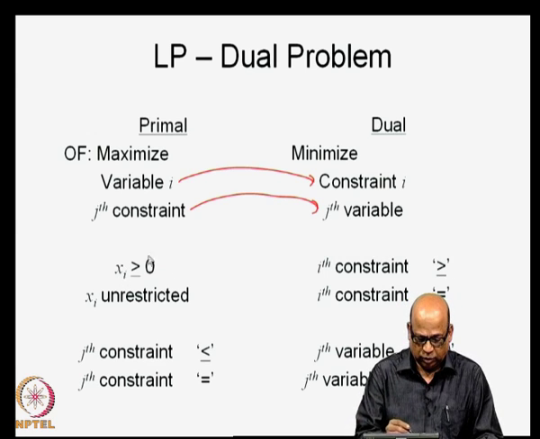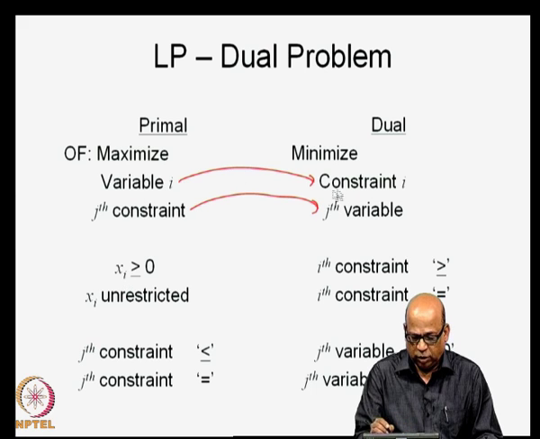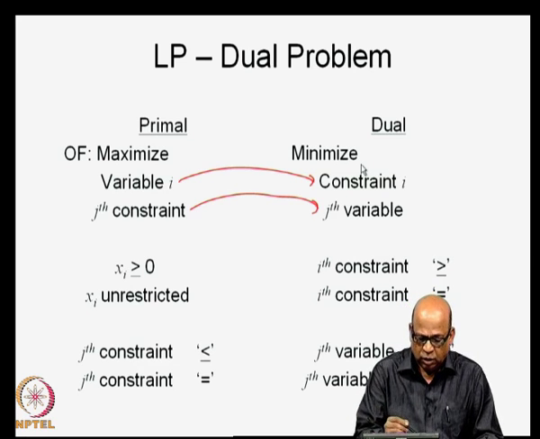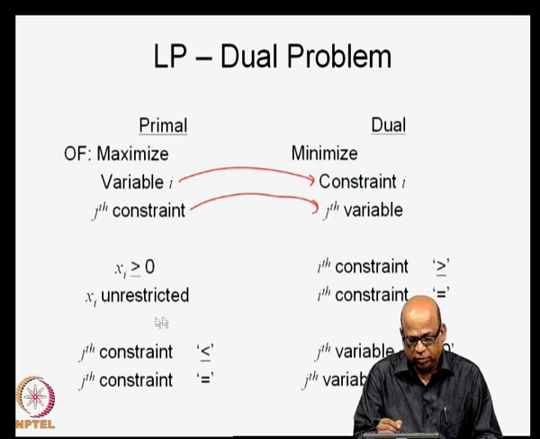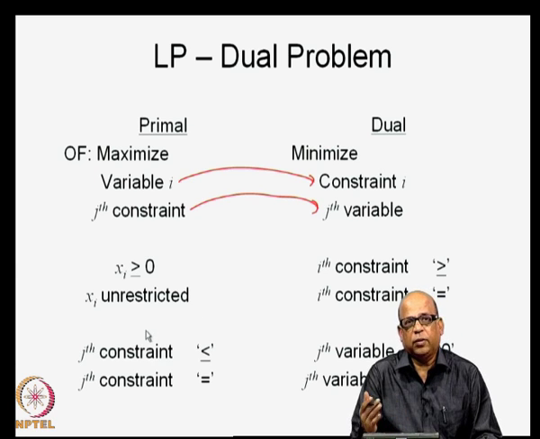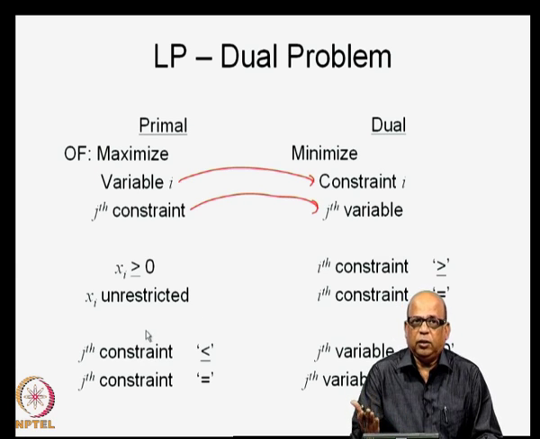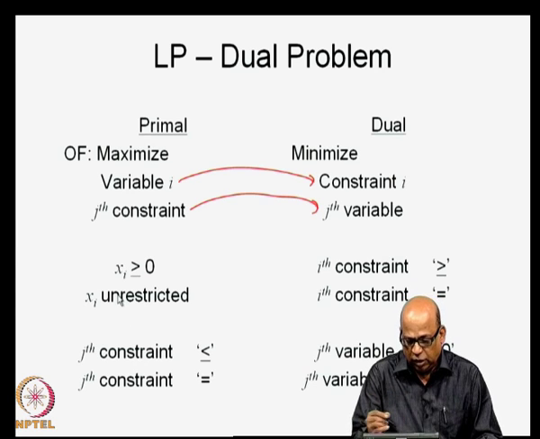So, this is one thing that you must remember. The ith variable corresponds to the ith constraint here. If your ith variable is greater than or equal to 0, then the ith constraint will be greater than or equal to here because of the minimization problem. Suppose your ith variable is unrestricted in sign, that means xi can take on either positive or negative values. In such a case, the ith constraint becomes an equality constraint.